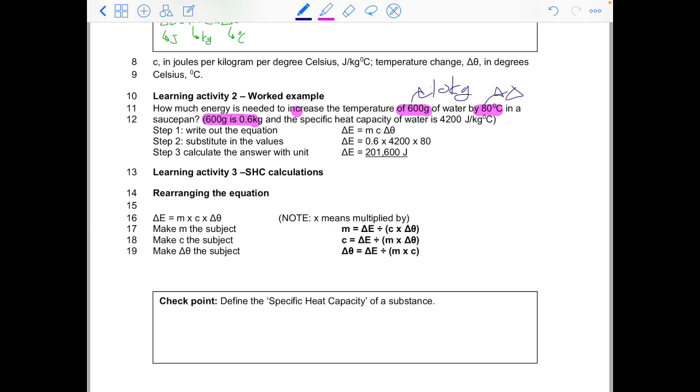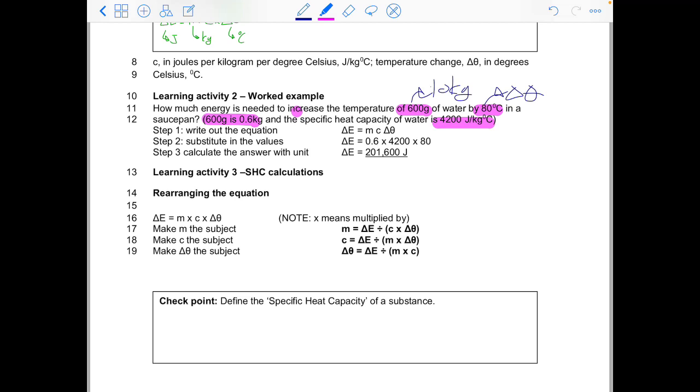So that is our change in temperature. And they don't give us this here. Sometimes you have to look somewhere other than the question, but the specific heat capacity is 4,200 joules per kilogram degree Celsius for water. If we're looking for oil, it would be different. If we were looking for a metal, it would be different.